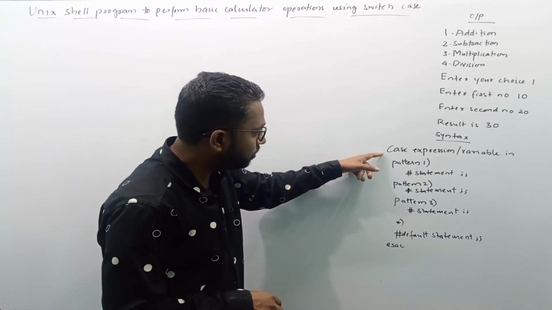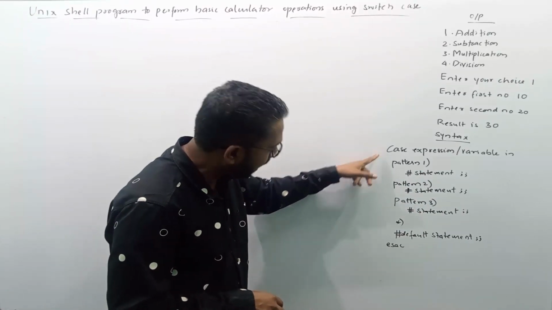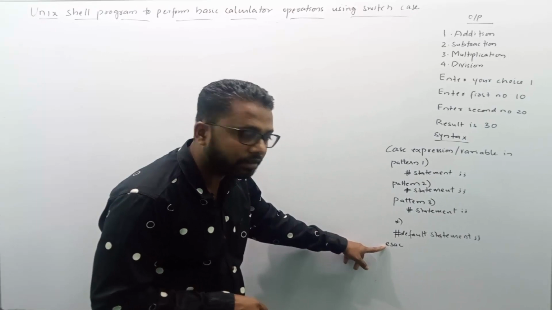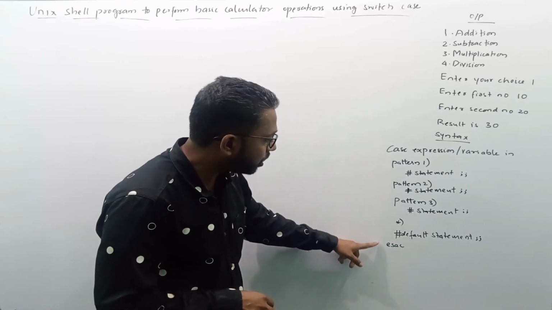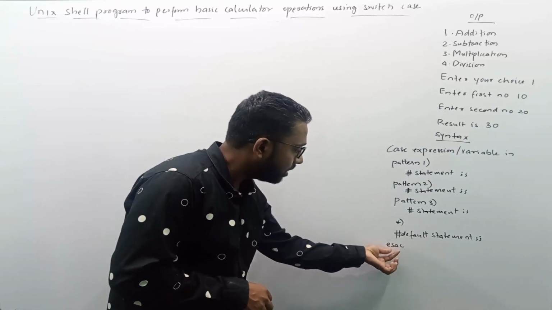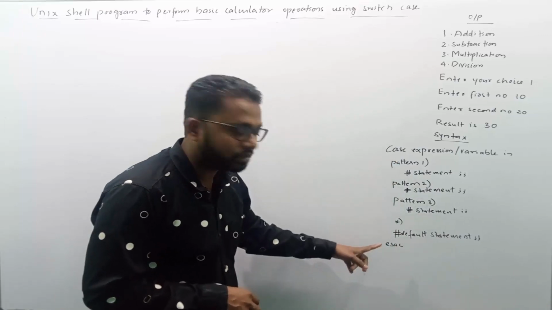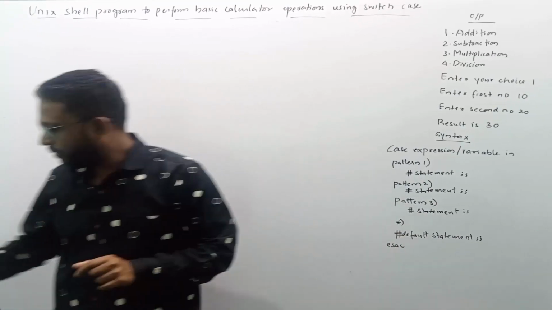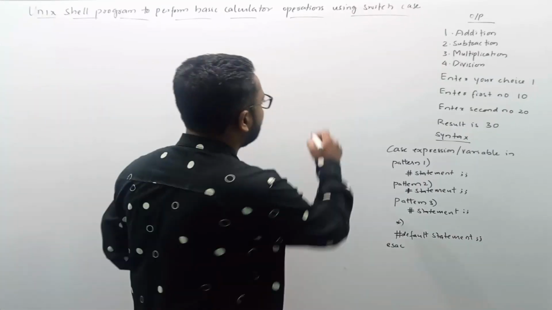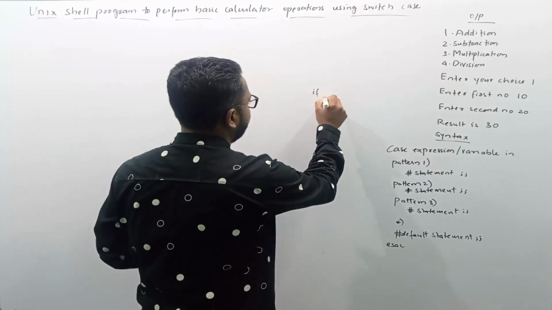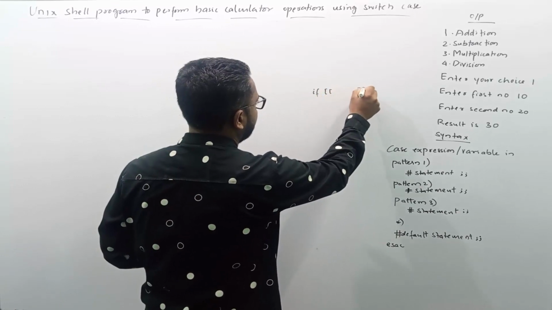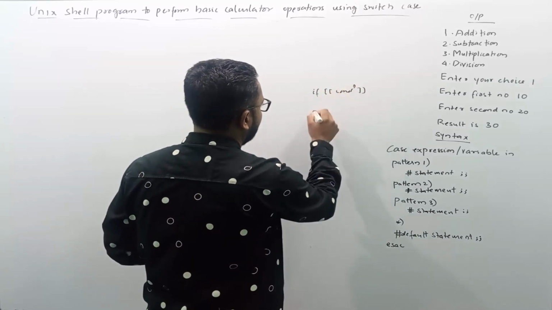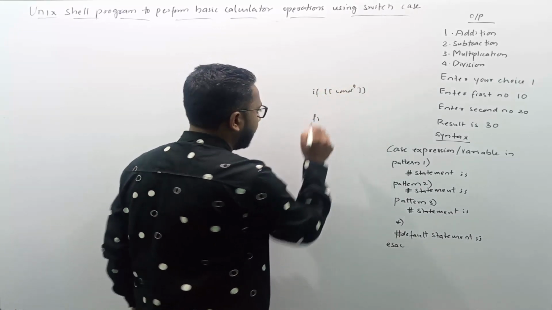Okay, so now you can see this case started here and gets ended here. So this case should be closed with the letters opposite of case. Okay, esac, which is the opposite of case. Okay, we do the same thing for if also. Okay, if condition, and we close this if using fi.